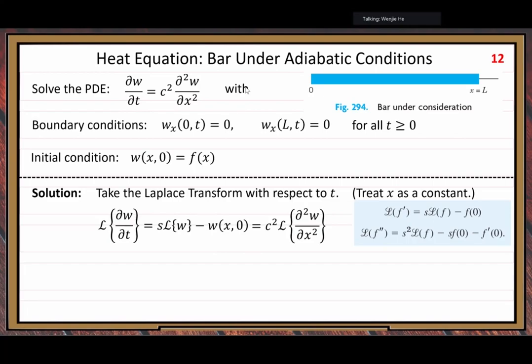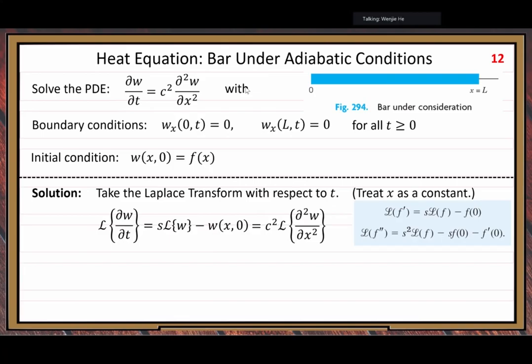Take the Laplace transform with respect to t. Here you can see we do a similar thing to what we did in the wave equation. We use the formula for the derivative of the Laplace transform, but this time we only use the first formula. For the wave equation, we used the second formula. So here we use the first formula.